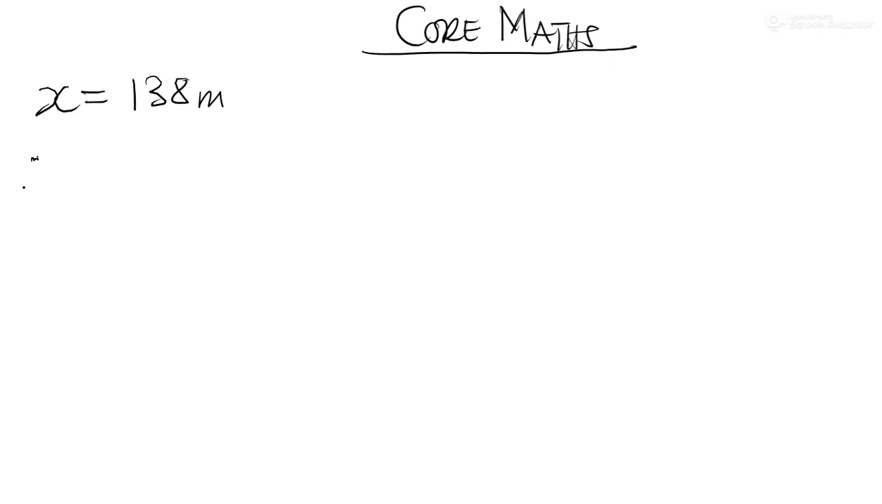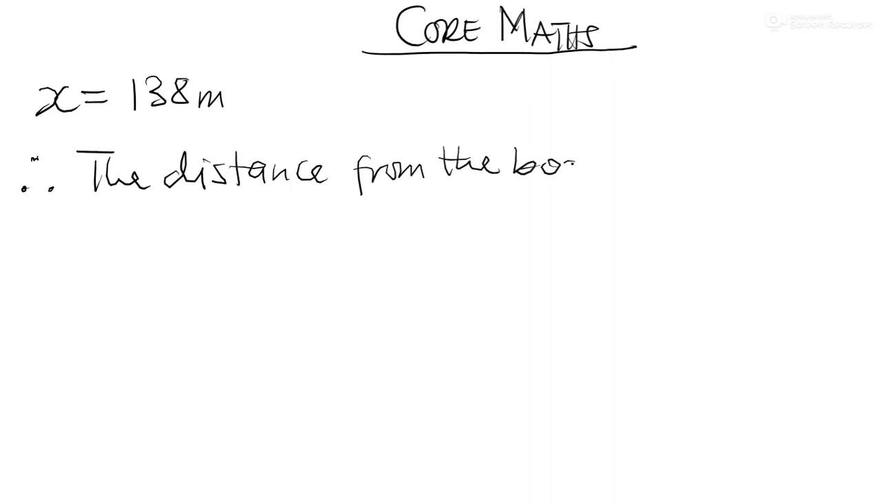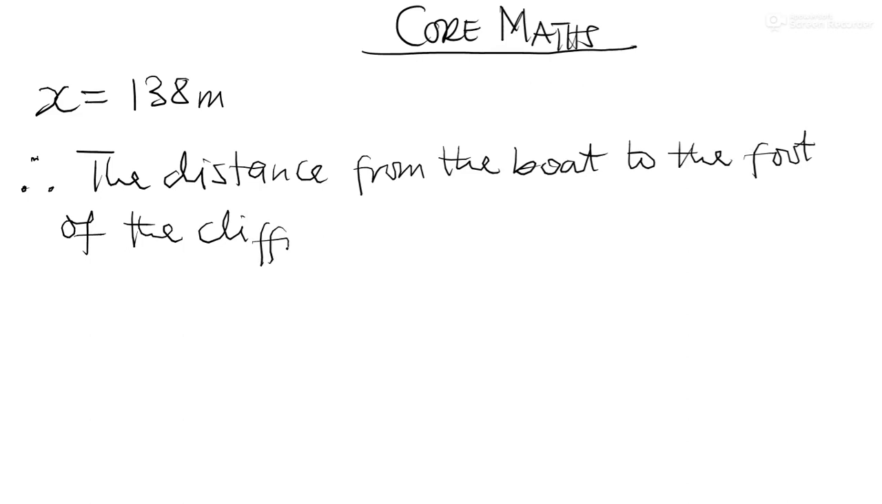So we have to conclude. Therefore, the distance from the boat to the foot of the cliff is 138 meters. Good. So students, this is the solution to the second example.